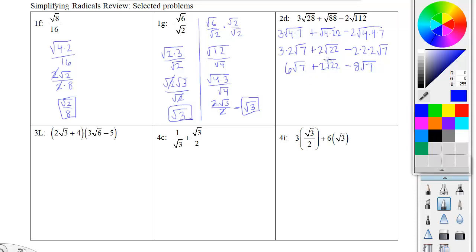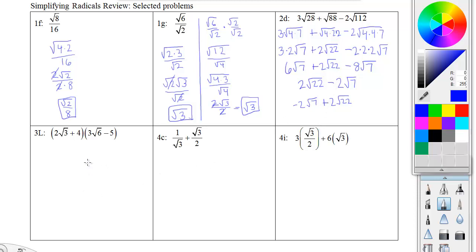And the 2 root 22 does not combine. It is not a like term with the other. So I'm going to go ahead and write the positive one first and subtract the 2 root 7. It would be fine to write that as negative 2 root 7 plus 2 root 22. Either one of those is fine.